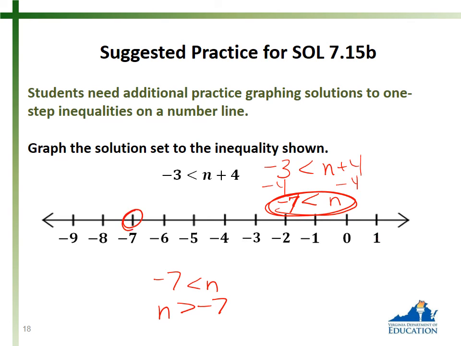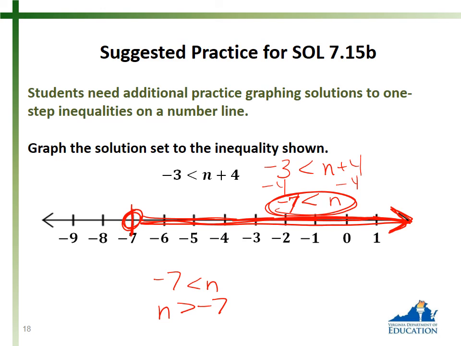And so I'm going to do an open circle on -7, and I'm looking for all the values greater than -7. So I'm going to shade in my arrow going to the right would be the correct answer.